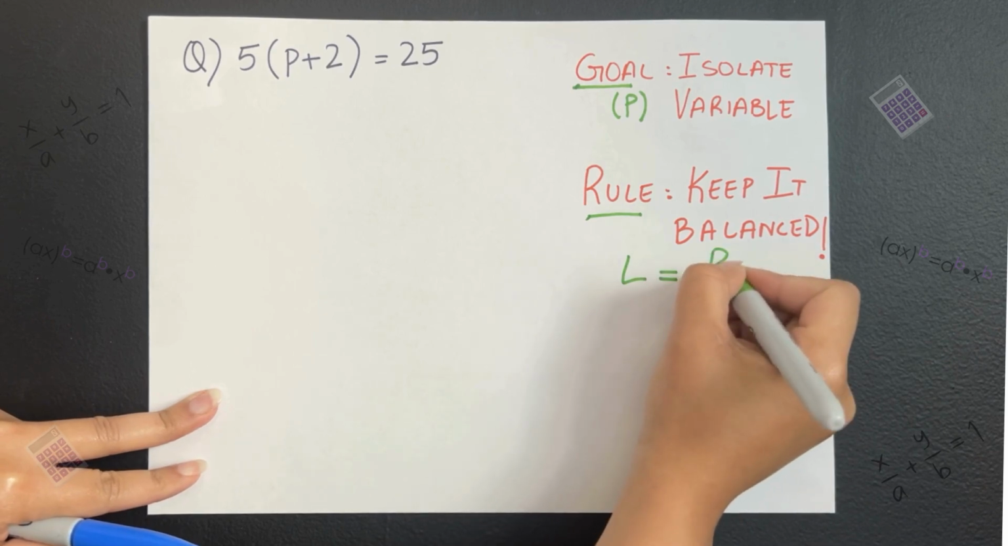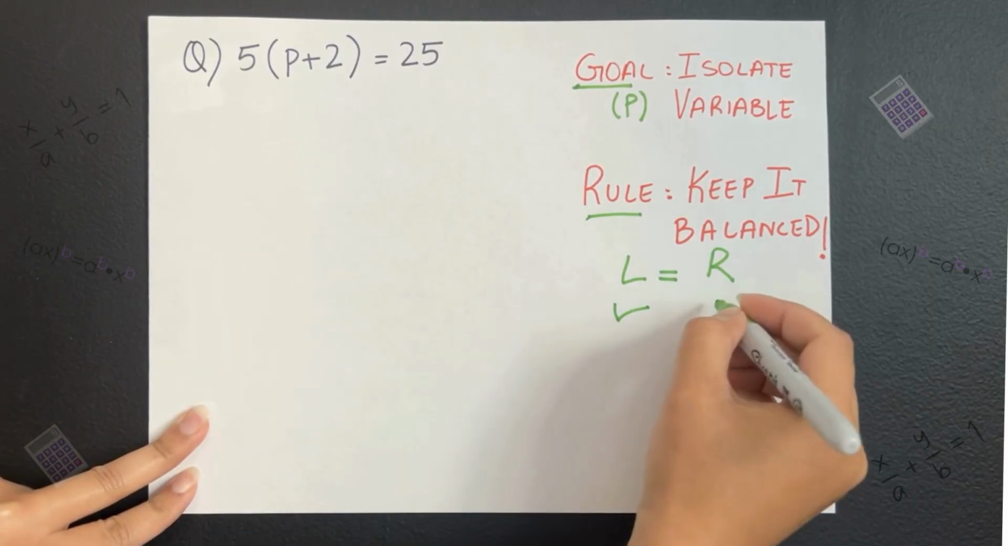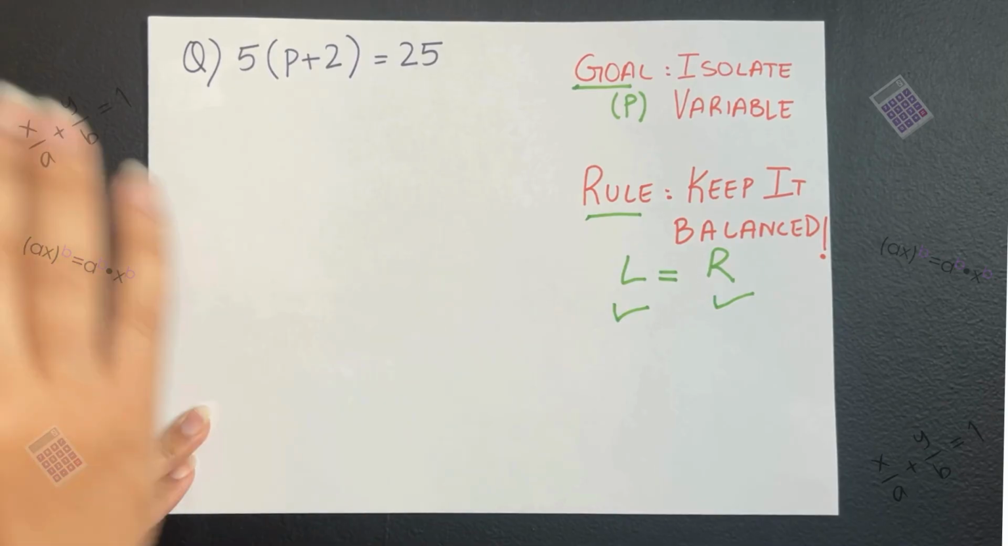Left side should always be equal to right side. This means whatever you do on the left side of the equation, you're supposed to do it on the right side. Simple. Let's get started.